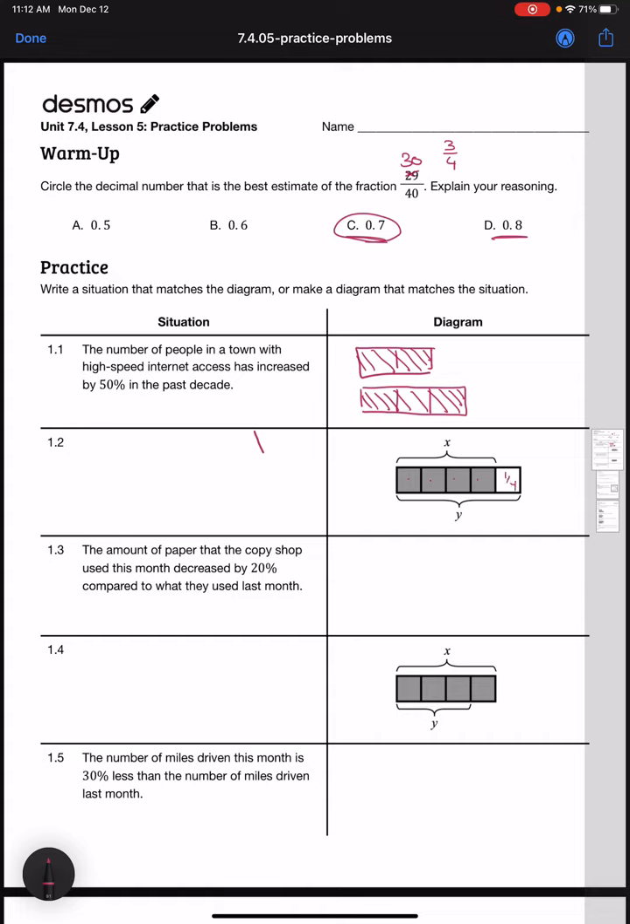Now we see we have this 1, 2, 3, 4, and now we're adding an extra fourth. So I could say the number of pets in my family has increased by 25%.